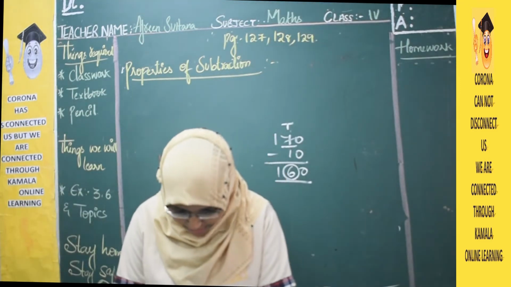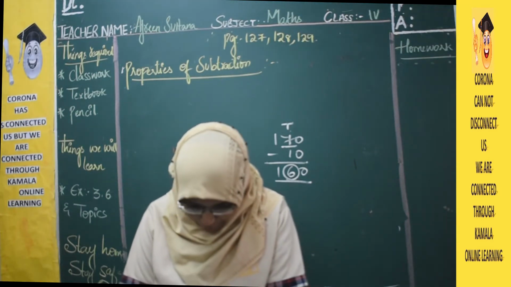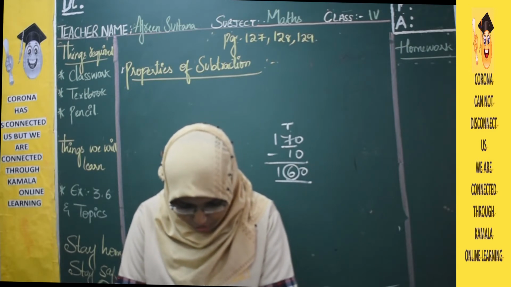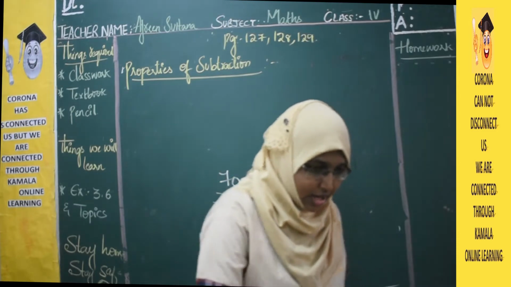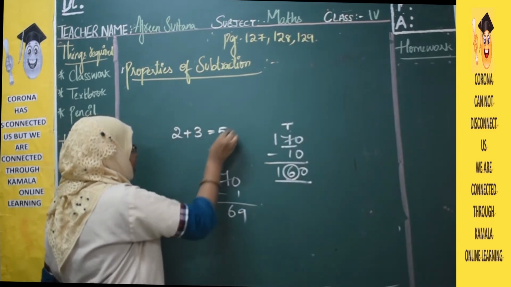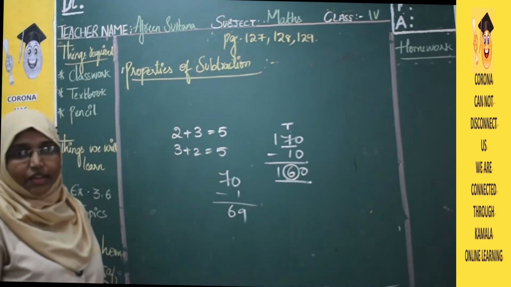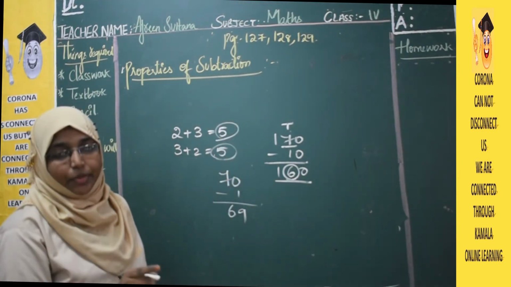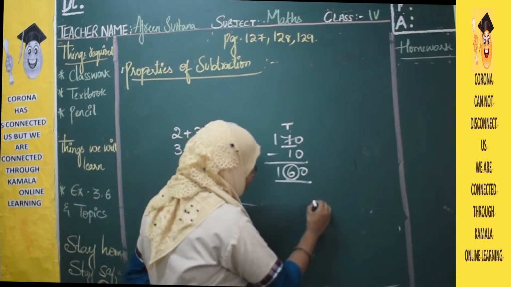Let's have a small recap. Open page number 127, properties of subtraction. The order of numbers in subtraction cannot be changed. In addition, we have done 2 plus 3 is 5 and 3 plus 2 is 5. Though we changed the order, the result is the same. But in subtraction, this cannot be followed.